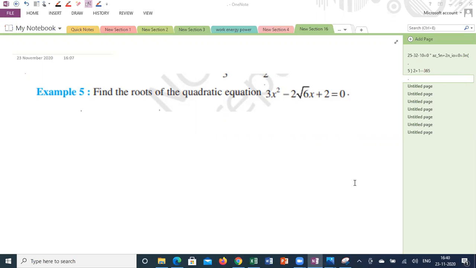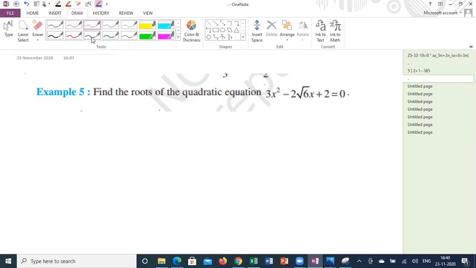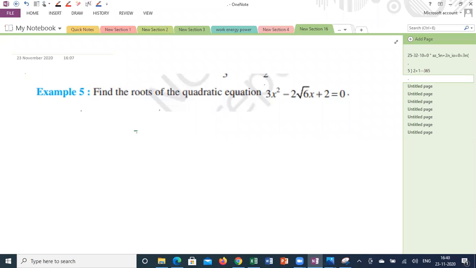Sir, the roots are root 2 by 3 and root 2 by 3, sir. Root 2 by 3 and root 2 by 3. Anyone got the same answer? What is the splitting term you got? 3x square minus root 6x minus root 6x plus 2.